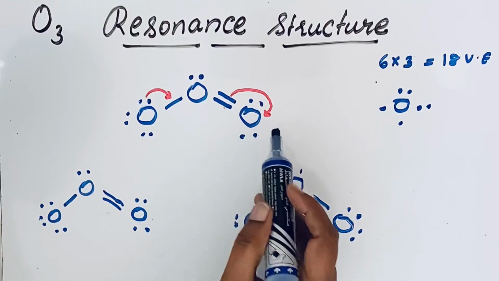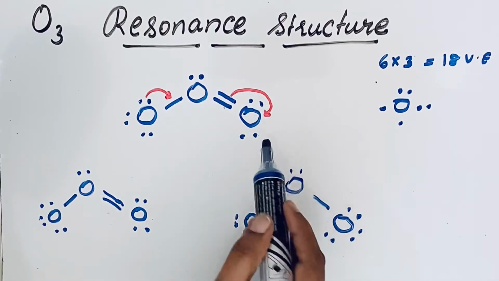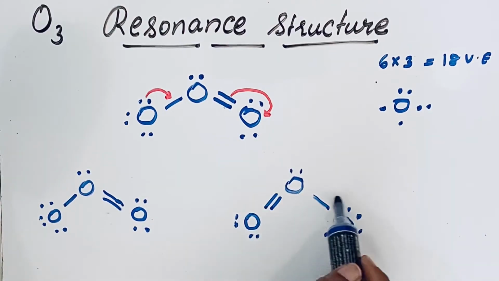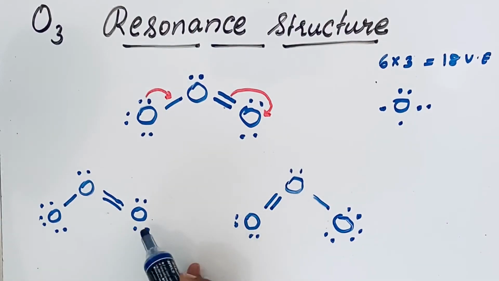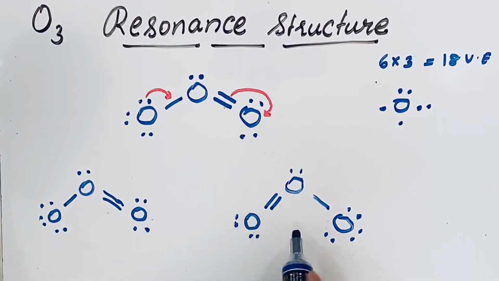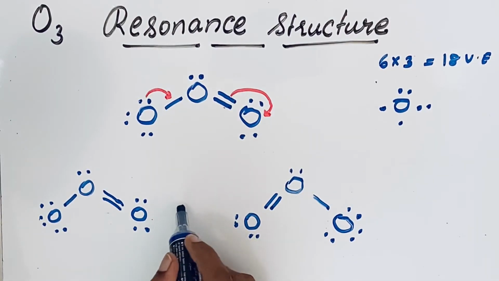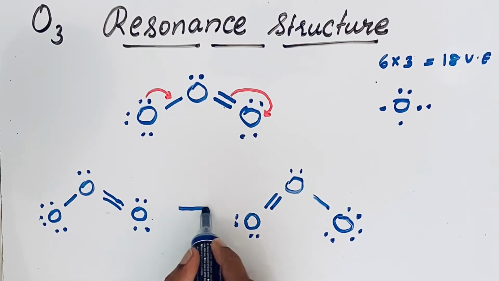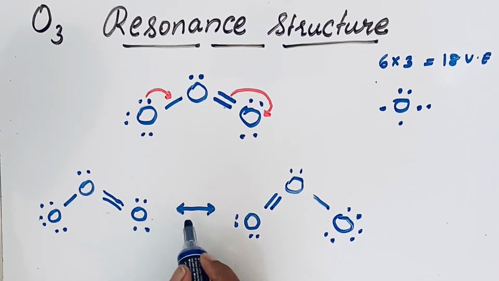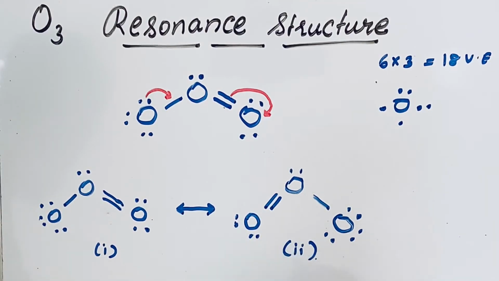Is any other possibility there? No, we cannot move further. Moving these lone pair electrons here, we will only repeat the same structure. So these are the two resonating structures of ozone. These resonating structures can be represented by a double-headed arrow. So these are the two resonating structures of ozone.